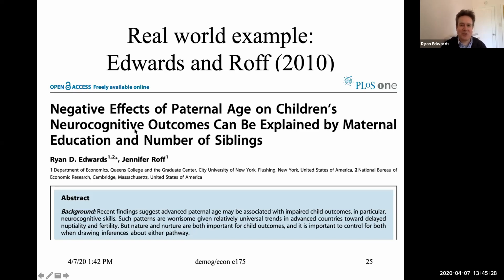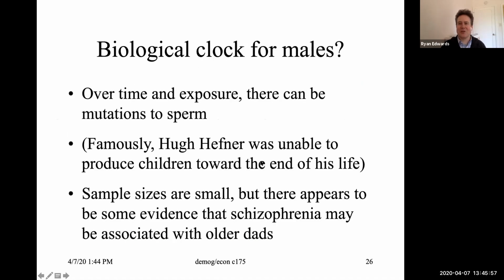Again, what's useful is just to read the title of the paper. It reveals the punchline: negative effects of paternal age on children's neurocognitive outcomes can be explained by maternal education and number of siblings. Another way of saying that is, it's silly to say that advanced paternal age is a real deal breaker for children's well-being. There's something to it, but our point was basically that you can explain all this with maternal education and number of siblings, and so we'll talk about that.